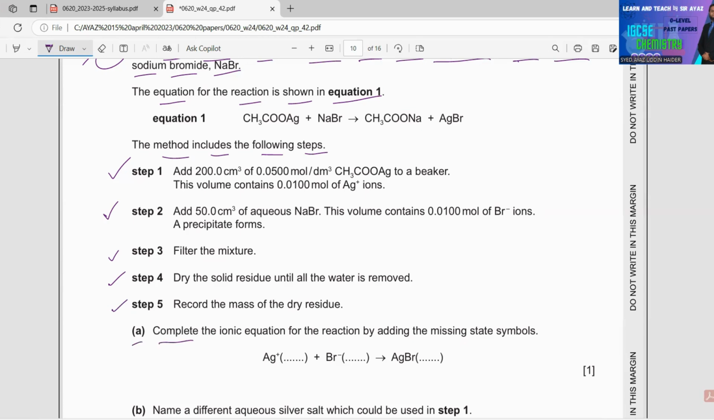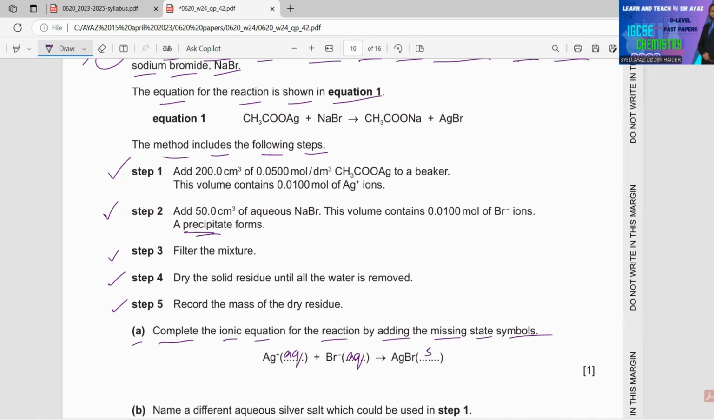A. Complete the ionic equation for the reaction by adding the missing state symbols. So we have aqueous solution on the left hand side. So definitely I am going to write aq for both Ag plus and Br minus, aq here, aq here. And we are getting the residue, which is precipitate. Precipitate is residue. Insoluble solid in the solution exists as precipitate. And we are getting AgBr here. So we will use s state symbol in this case.